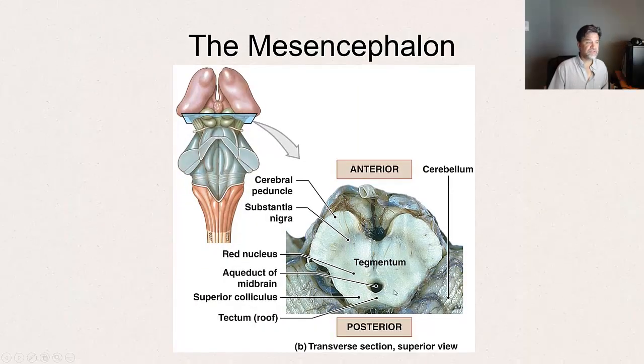So here we see a slice through the midbrain, through the mesencephalon, and we can see the substantia nigra. It appears to be darker than the surrounding white material. If it's stained in a particular way, it appears very dark in comparison to that surrounding area. We see the aqueduct that carries cerebrospinal fluid, and then back here all the bulges of the superior colliculus.